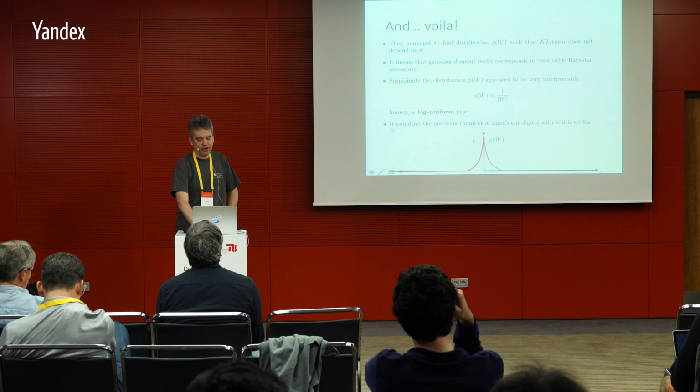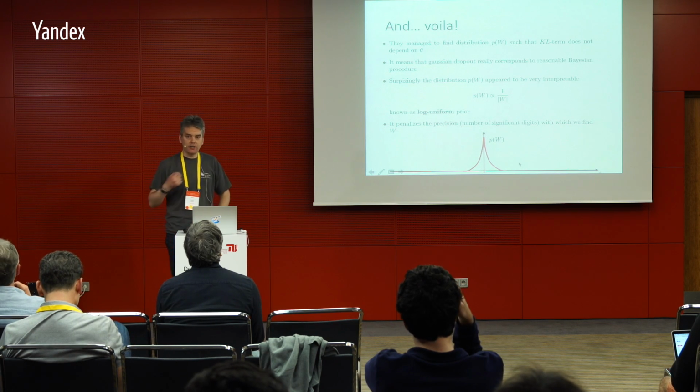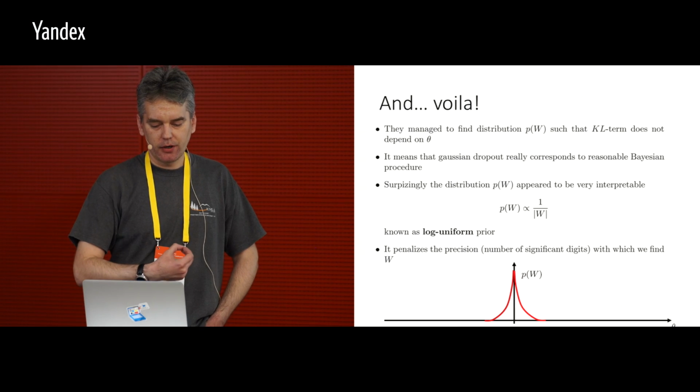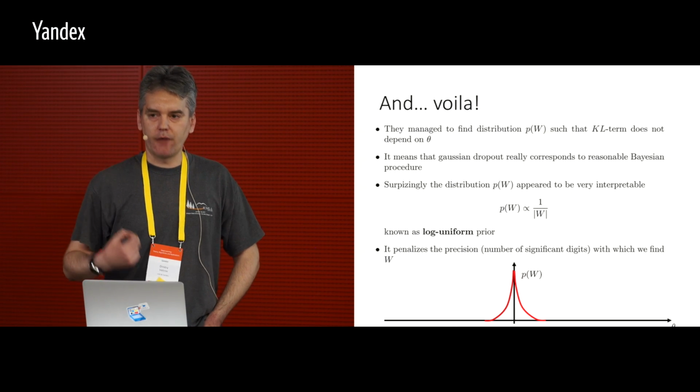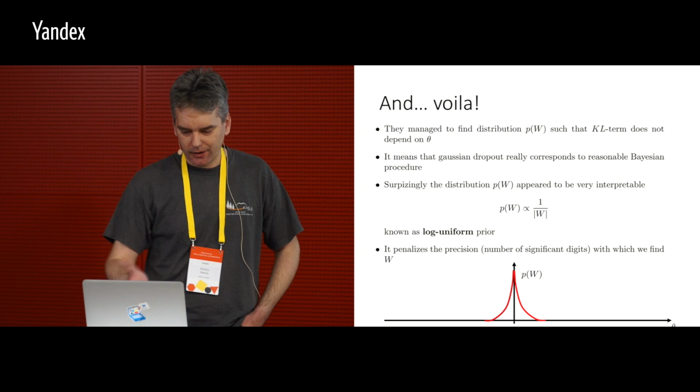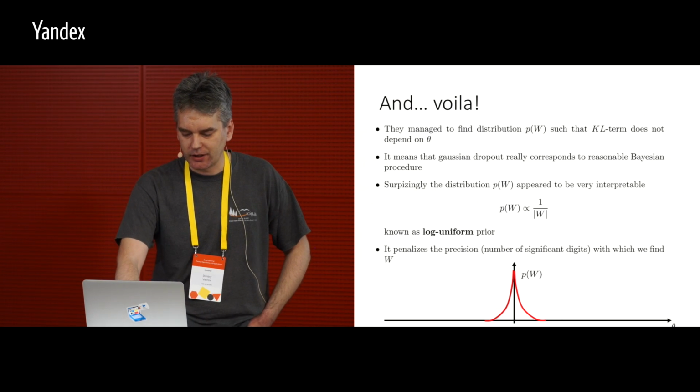So it looks approximately like this, and it is interpretable because, roughly speaking, it penalizes the precision with which we find the weights of our neural network. So the more significant digits we find, the more penalty we have to pay. So this is a nice interpretation.